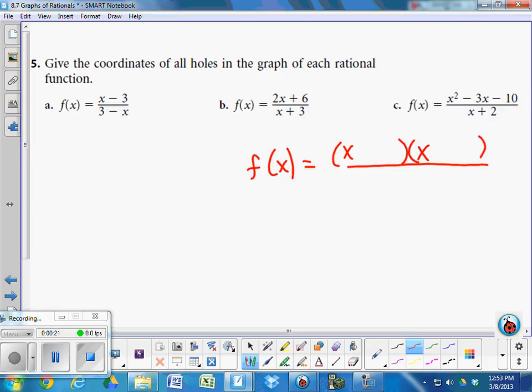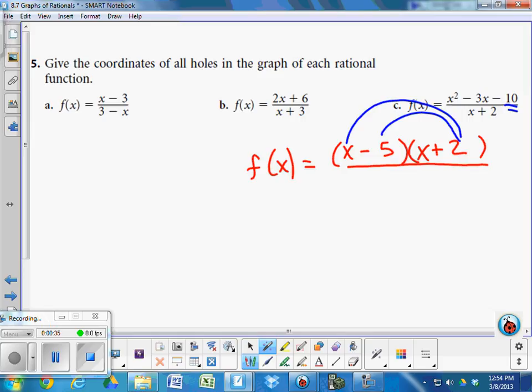Now, what two factors of negative 10 add up to negative 3? Negative 5 and positive 2. That'll work, because on the back end here, we're going to get a minus 10. Good. On the outside, you have a 2x. On the inside, you have a negative 5x. They make the negative 3x in the middle.